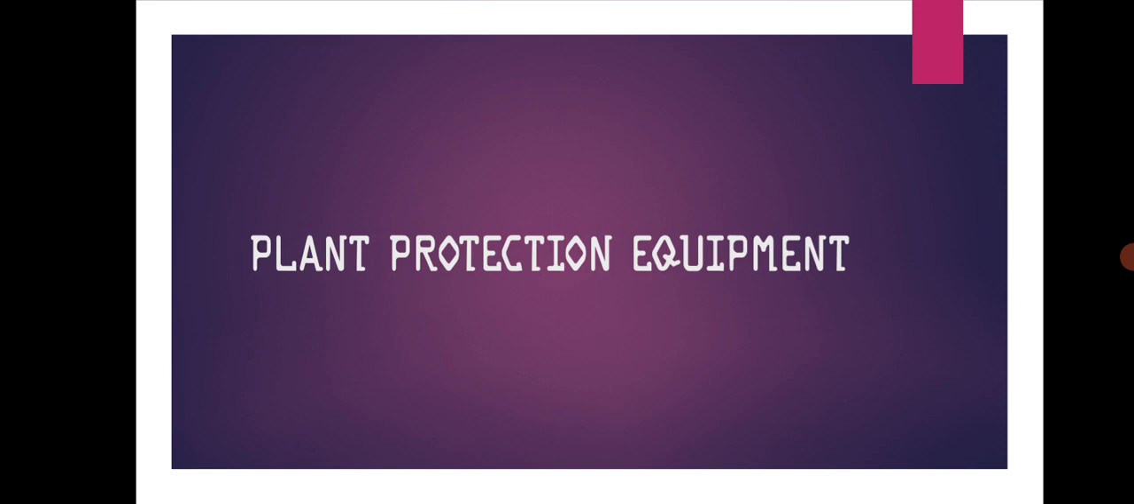So what is plant protection equipment? From what kind of thing are we protecting the plant? We are protecting the plant from diseases and pests. So we apply pesticides and herbicides. By which equipment do we apply these pesticides and herbicides? We use sprayers. So in this video we are going to discuss what sprayers are, their components and the different types of sprayers used.